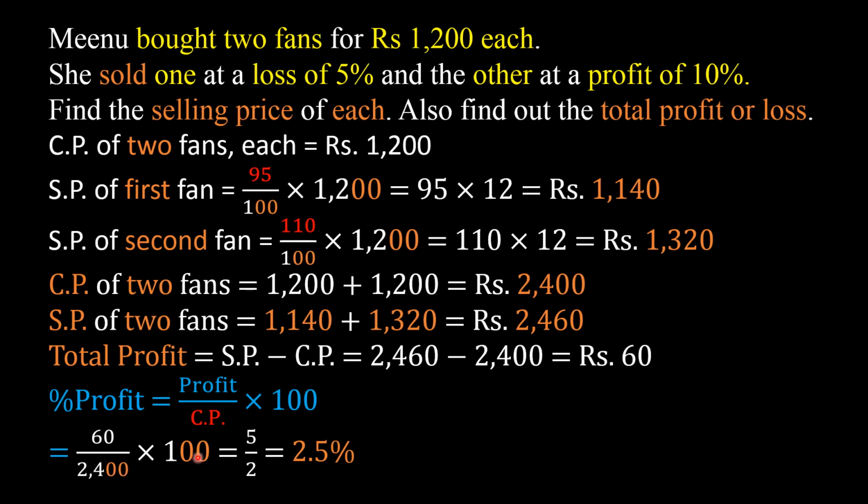These two zeros will get cancelled with these two zeros. 12 2s are 24, 12 5s are 60. So it will be 5 divided by 2, that is 2.5%. So Meenu will make 2.5% profit.